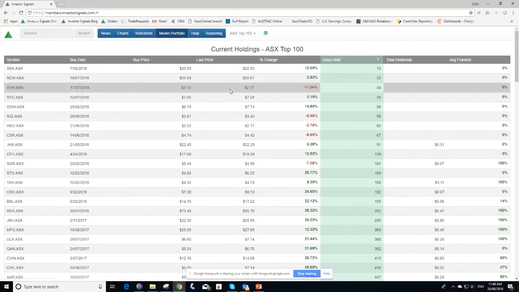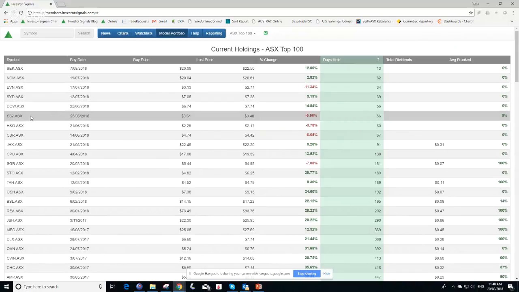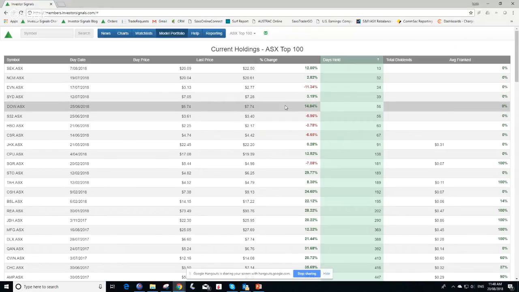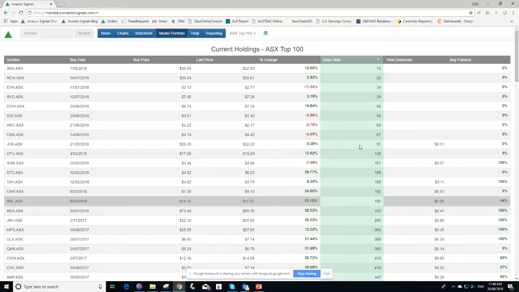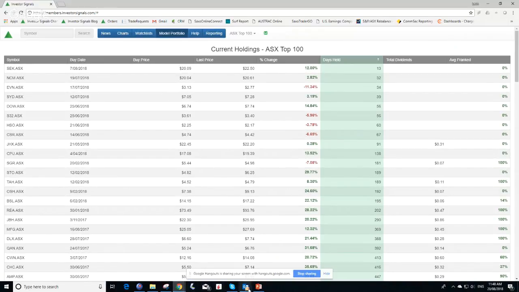Evolution Mining, that's one that I've added to the high conviction. I think around that 265 level, Evolution should be good buying. Downer EDI has been on our high conviction list. And I'll go in and we'll have a look at the charts for some of these shortly. And so you can go through and see the performance of the top 100 model.